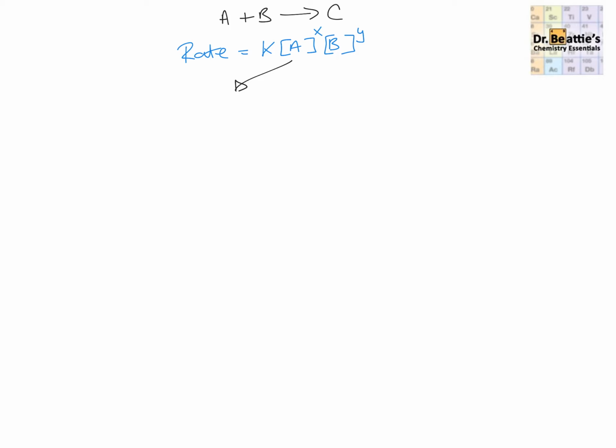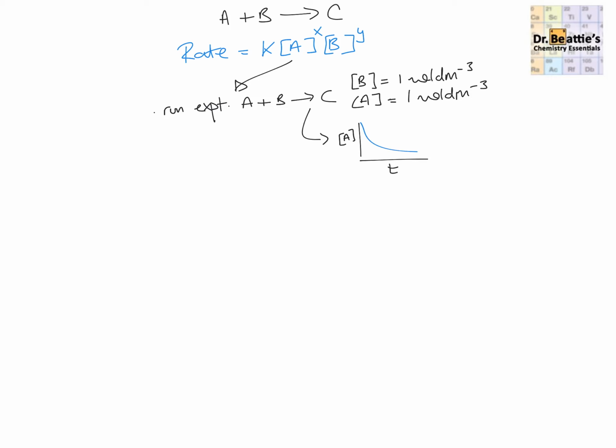We're going to do a series of hypothetical experiments and work out the order for A. So firstly, we're going to just run the experiment A plus B going to C. We're going to keep the concentration of B as a control variable, so we're going to keep that fixed. And what we're going to do is run an experiment where the concentration of A initially is also 1 mole per decimeter cubed. So we run this experiment and we continuously monitor it, so we get a concentration time graph. And we can see this graph here.